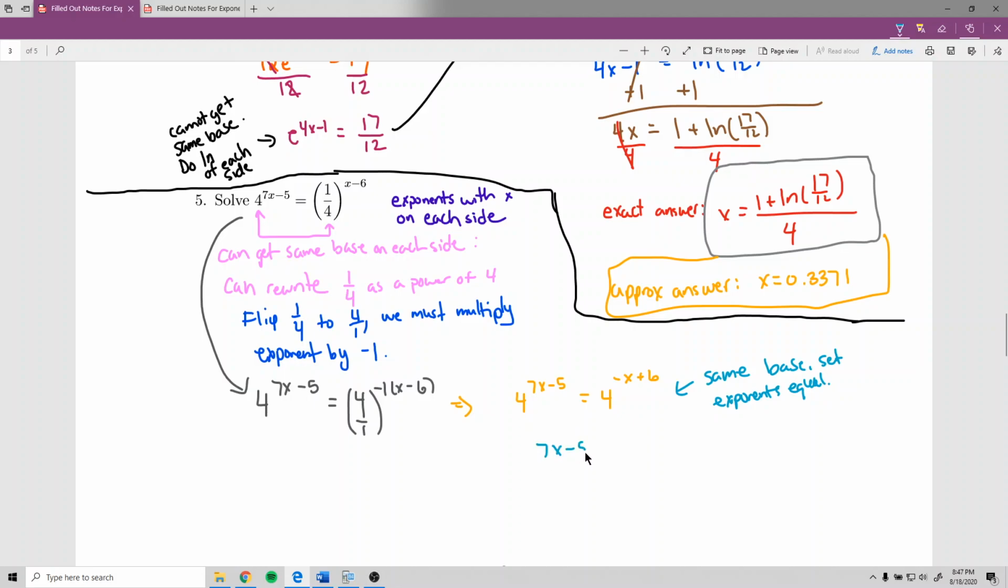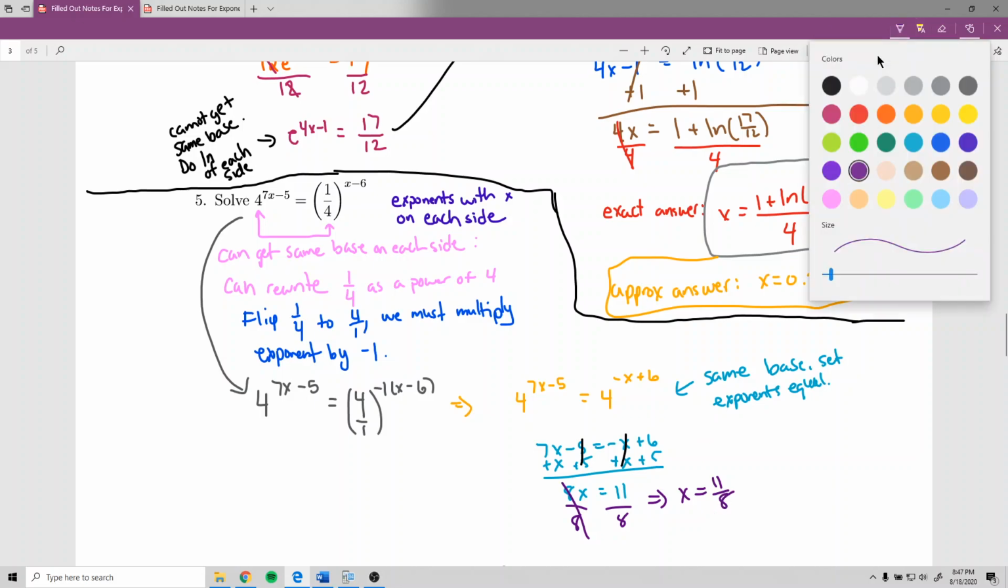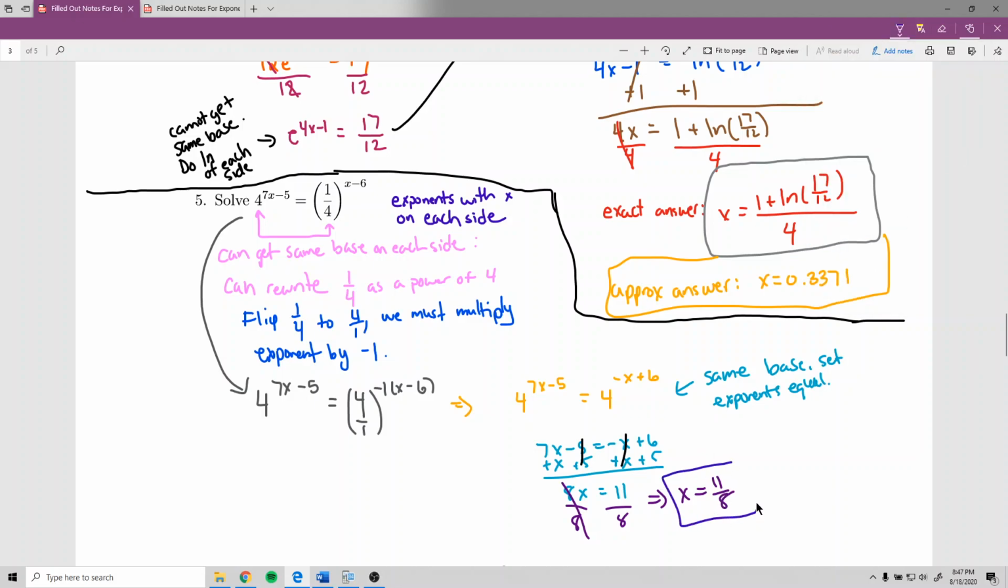And we get 7x minus 5 equals -x plus 6. Now solve for x. So we add x to each side, and then add 5 to each side to get the x's on the left and the numbers on the right. And we got 8x on the left. 6 plus 5 is 11 on the right. And we divide each side by 8. And we get x equals 11 over 8. Since this is just a nice fraction, there wasn't an ln in our final answer. This is good. You won't really be asked for the approximate answer for something like this, just the exact.